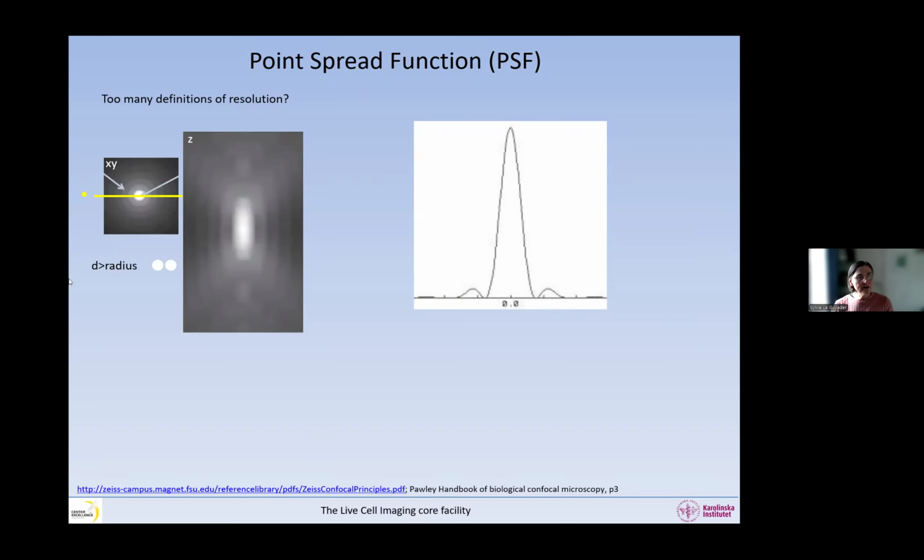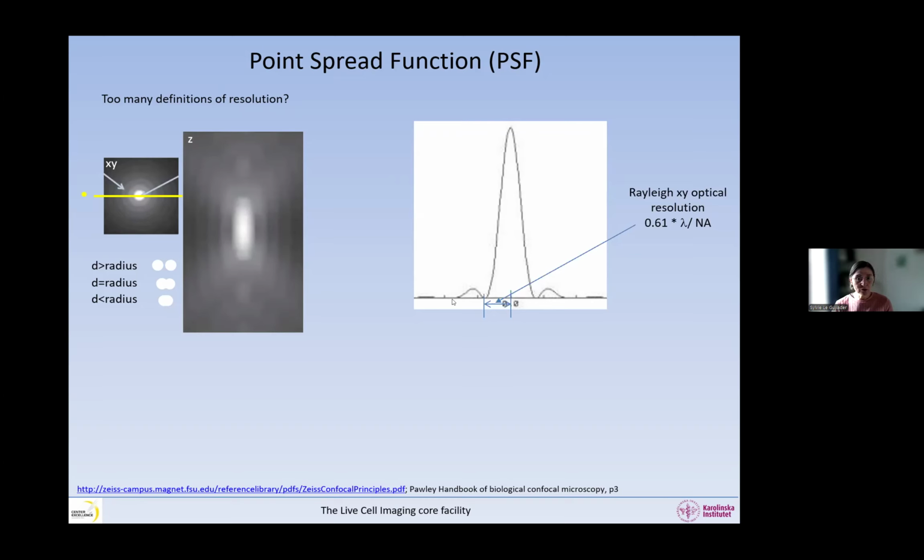So we have here a radius. So the two blobs are more than one radius away. We can distinguish them when they become one radius. We can just about distinguish them if they become closer to each other by one radius. Then we cannot distinguish them anymore.